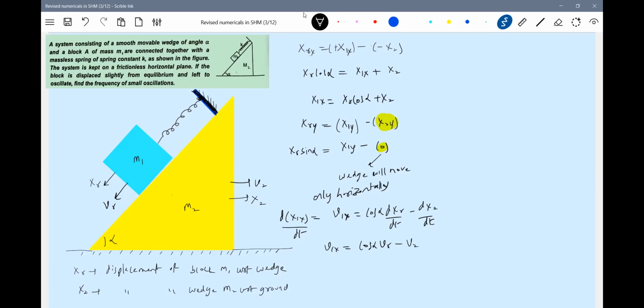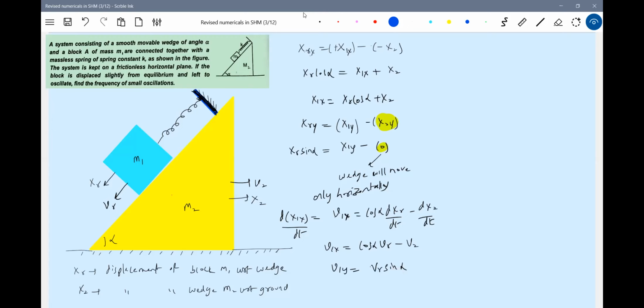Let the velocity of the block with respect to the wedge be vr along the incline. Then similarly, v1y will be equal to vr sine alpha. Differentiating this equation, okay, now I can write an equation. So what is the equation we can write here?